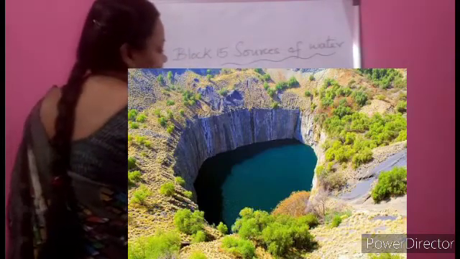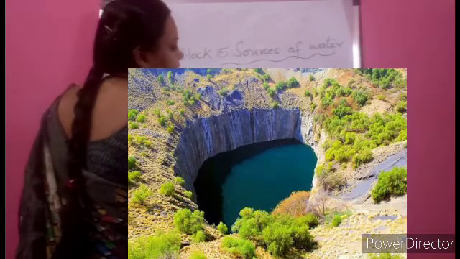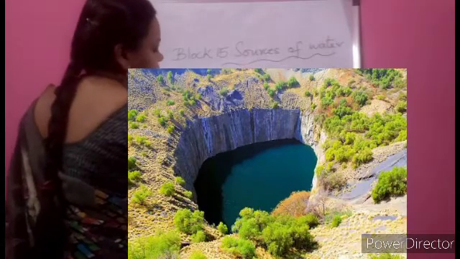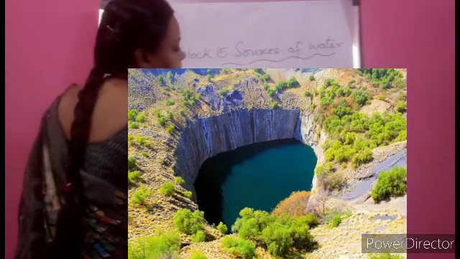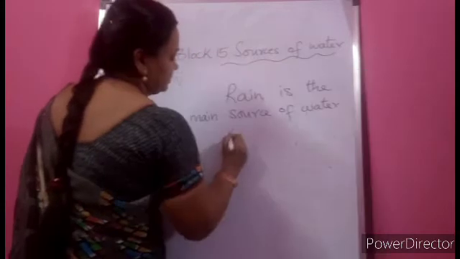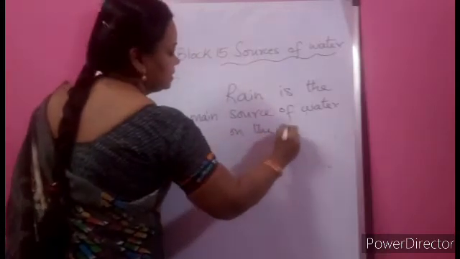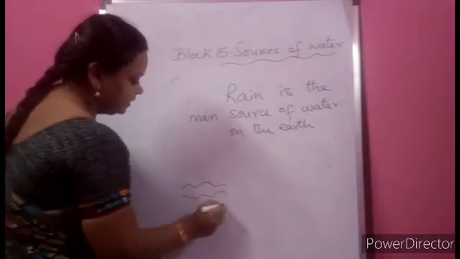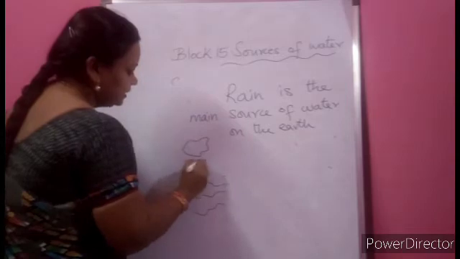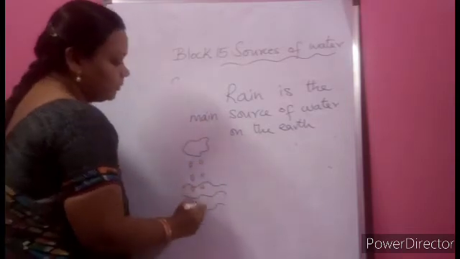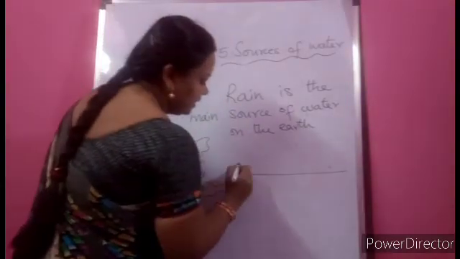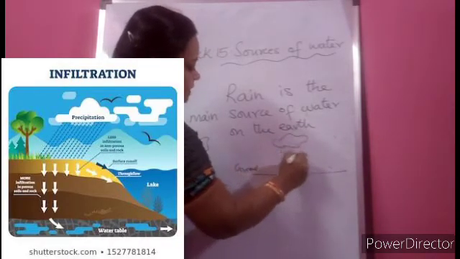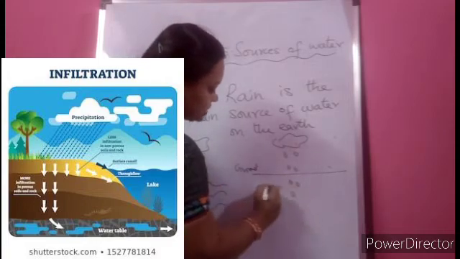So now rain is the main source of water on the earth. Yes, on the earth. Now, for example, if there is a river, like this, a river is there. So when it is raining, the rain will fill the river, lake, pond, all this. Same way, if the ground is there, and rain falls, this water will go inside, that is called seeping inside.